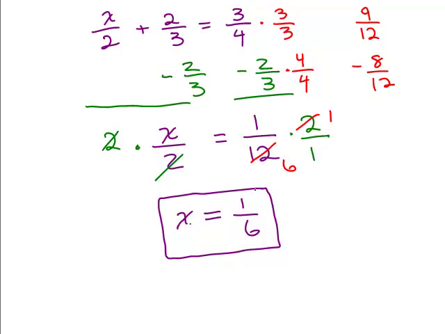A very common mistake, I hope you don't do this, is when people do 1/12 times 2, they just write 6 instead of 1/6. Be careful, the 6 is in the denominator. All right, so this can be solved this way as opposed to beginning by multiplying by the least common denominator. We've already checked x equals 1/6, so we know that's the correct answer.